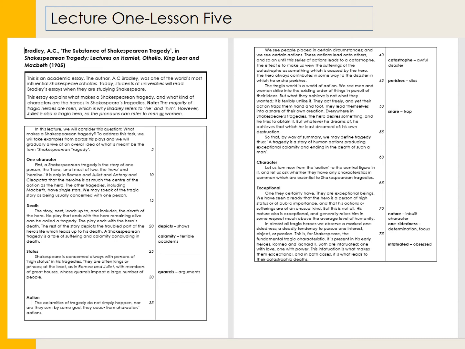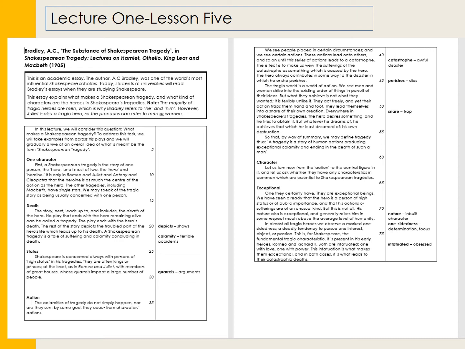One they certainly have. They are exceptional beings. We have seen already that the hero is a person of high status or of public importance, and that his actions or sufferings are of an unusual kind. But this is not all. His nature also is exceptional and generally raises him in some respect much above the average level of humanity. In almost all tragic heroes we observe a marked one-sidedness, a deadly tendency to pursue one interest, object or passion. This is, for Shakespeare, the fundamental tragic characteristic.